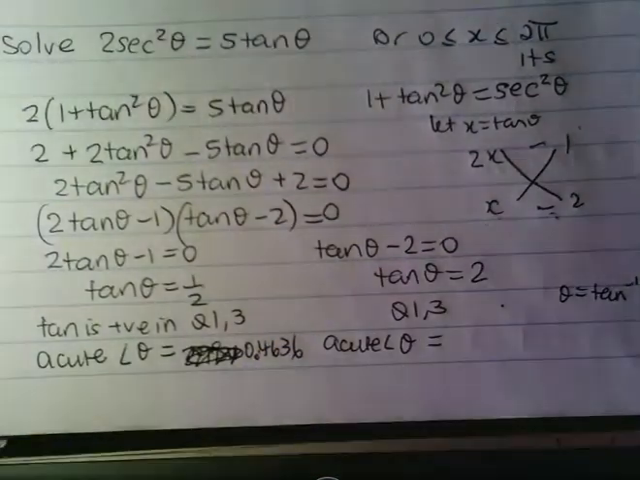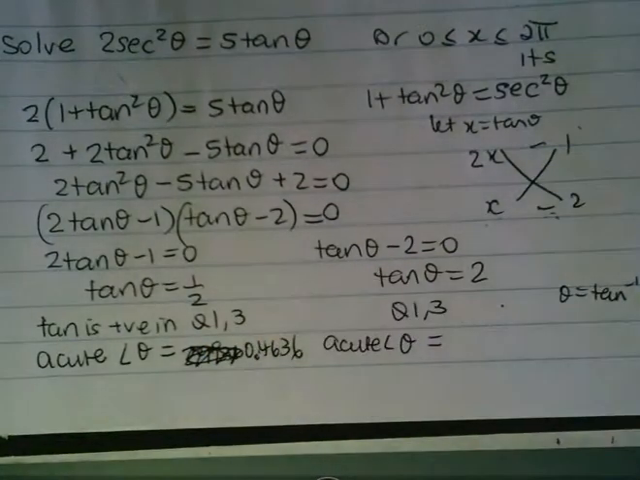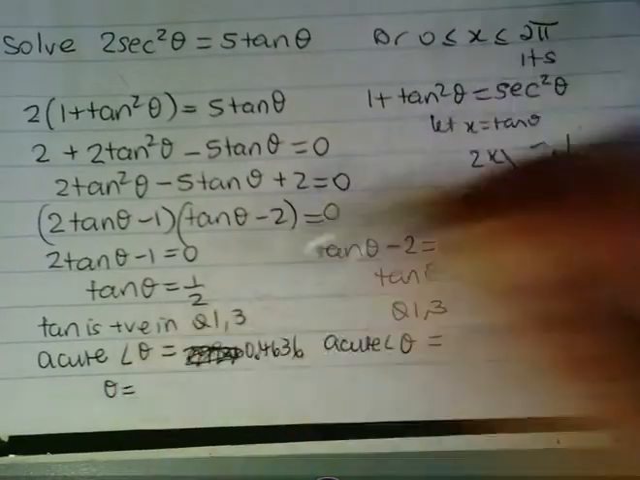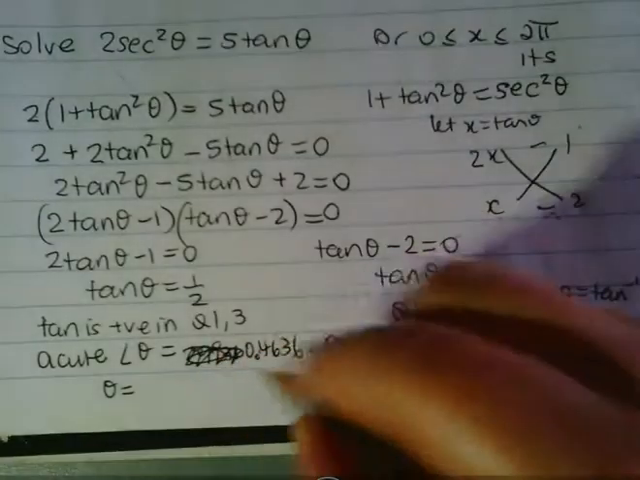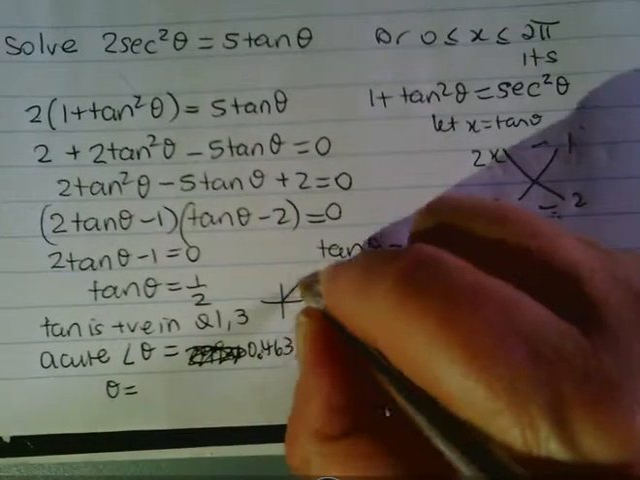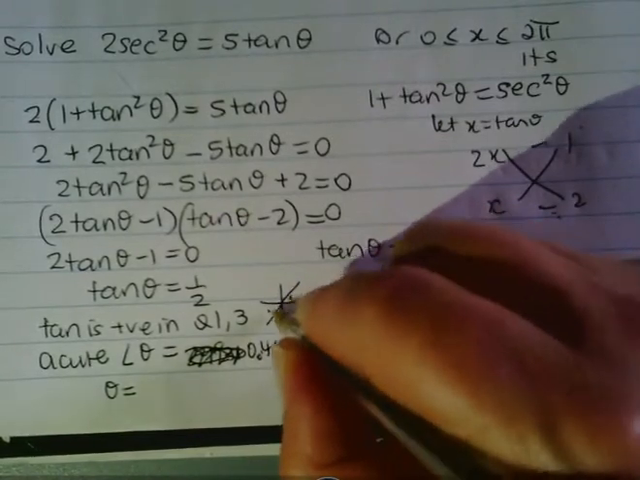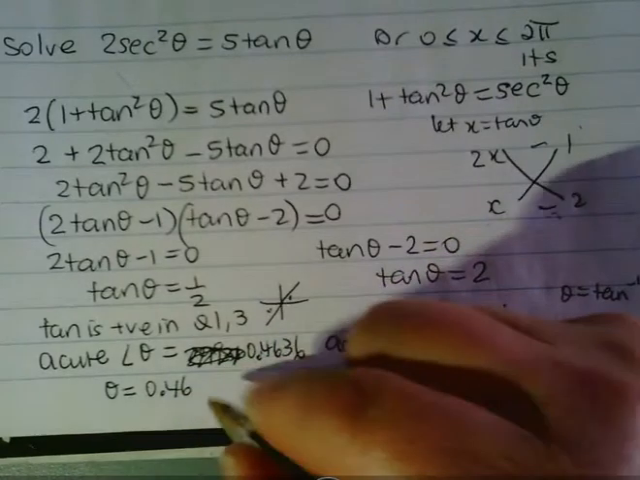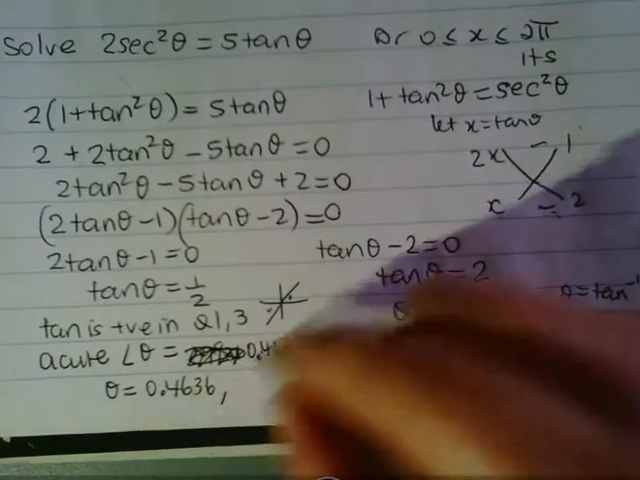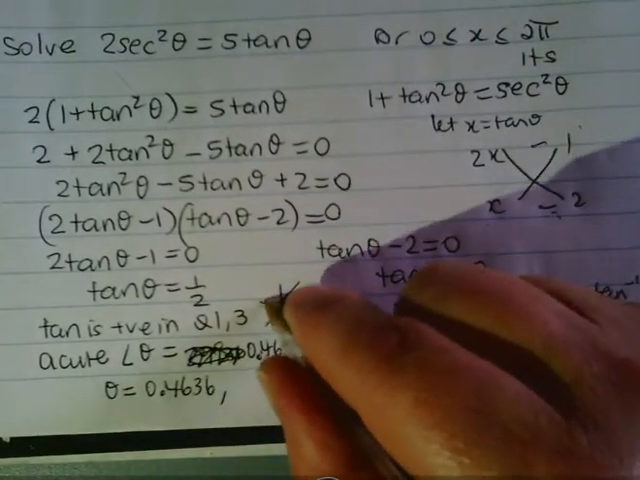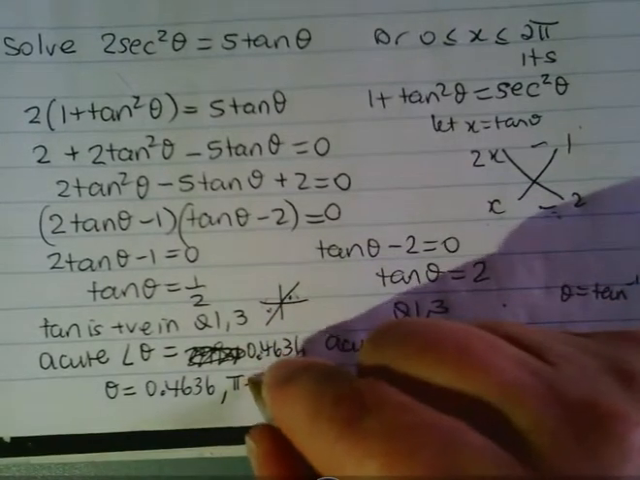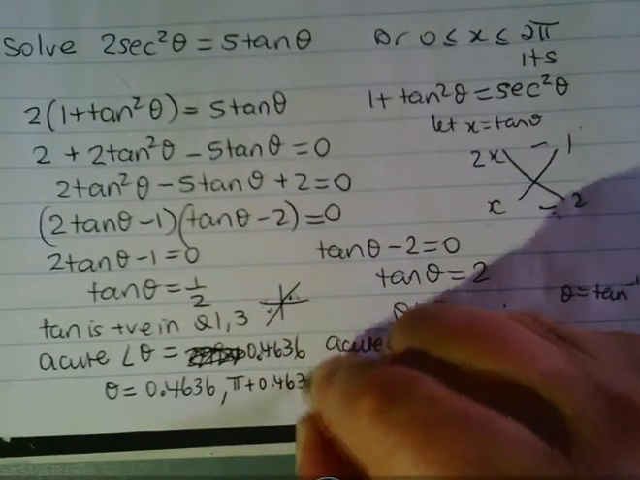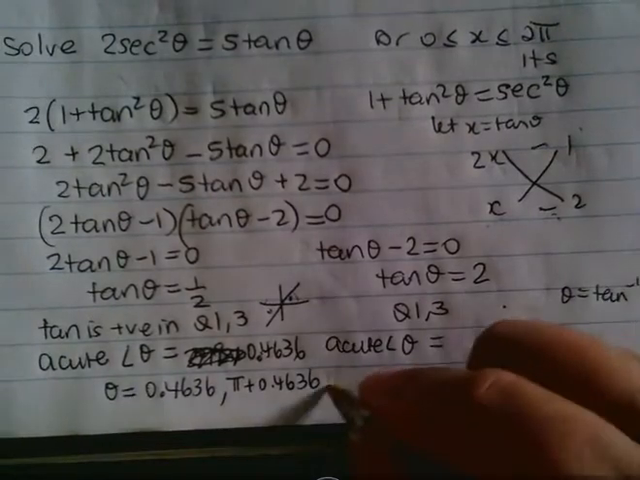Okay, so remember I'm looking for quadrants 1 and 3, and quadrant 1 is just where it appears, and quadrant 3 is down there. So in quadrant 1 I've got 0.4636, and in quadrant 3, remember it's 180 plus, but we don't use 180, it's pi plus 0.4636.